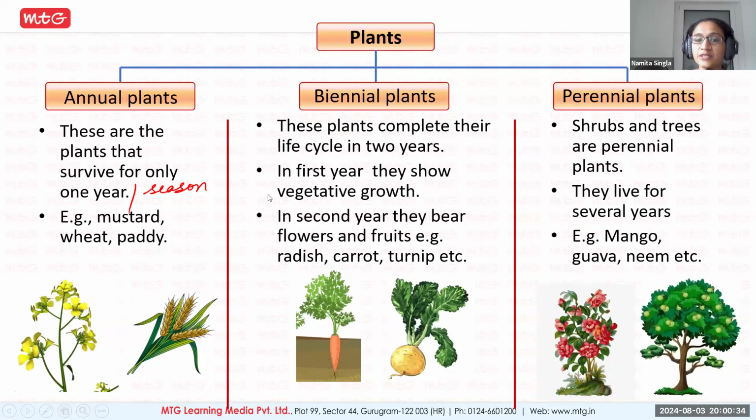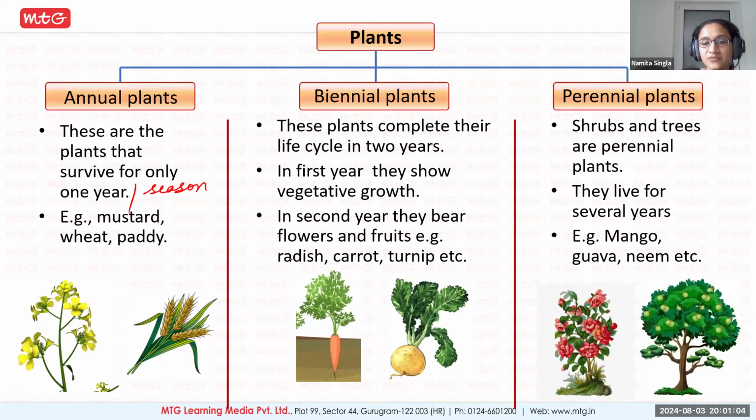In the first season, they show vegetative growth. Vegetative growth means, like even at your home when you grow some plants, first it's the leaf, root, and stem. These parts will grow. Later on, flowering and fruiting takes place. So formation of root, stem, leaf, the vegetative parts, is called vegetative growth. Formation of flowers and fruits is called reproductive growth. So plants first show vegetative growth, and in the second year, they show reproductive growth. Examples are radish, carrot, turnip, etc.